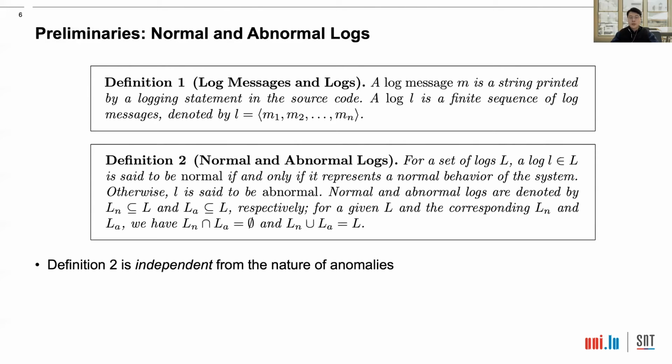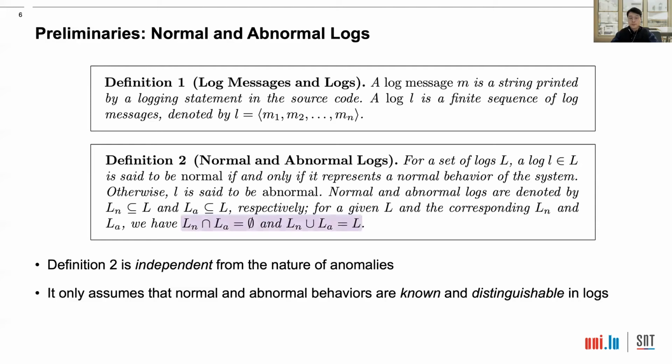One important thing is that Definition 2 is independent of the nature of anomalies, meaning that we did not specify any specific characteristics of the anomalies we are considering. We kept it generic intentionally. It only assumes that normal and abnormal behaviors are known and distinguishable in the logs. And that's the reason why the intersection of L_N and L_A is the empty set.